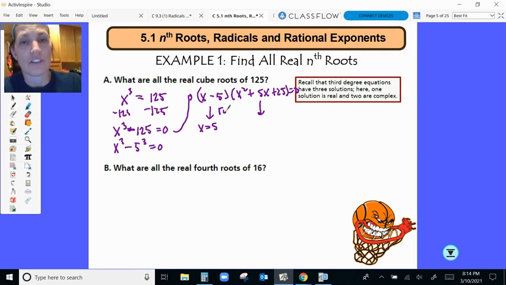So this is real, and this is going to be 2 imaginary solutions. If I plug this into the quadratic formula, it's going to give me imaginary solutions. I'm not going to do that right now. You're just going to have to trust me. So this is our only real solution.